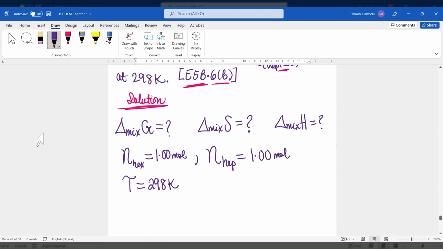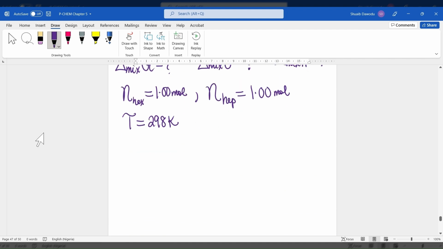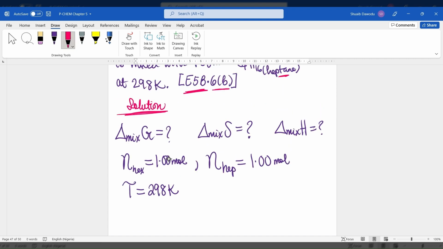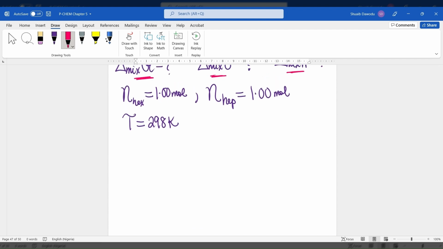When you look at the textbook in this particular chapter, you would see that there are two formulas to determine the Gibbs energy of mixing. I'm going to start with the Gibbs energy of mixing, then I'll solve for the entropy of mixing, and then the enthalpy of mixing. Looking at our textbook, the Gibbs energy of mixing actually has two formulas.